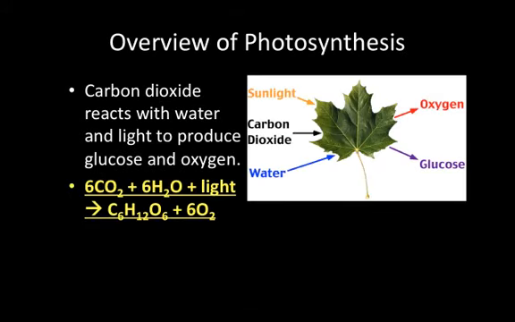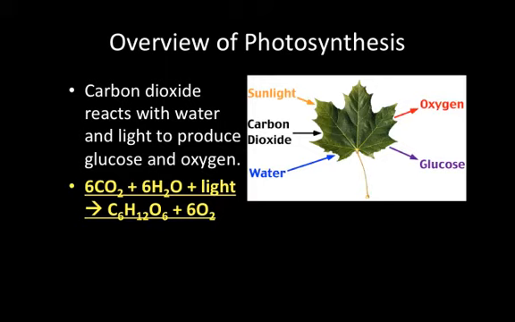Just a quick overview of photosynthesis, and again, you hopefully have talked about this before, but we're going to take carbon dioxide and water and light, and those are our reactants in this chemical reaction. And we're going to produce a molecule of glucose, C6H12O6, and oxygen. The coefficients are pretty important here, so I would make sure to know this chemical reaction, but it makes sense the way you think about it.